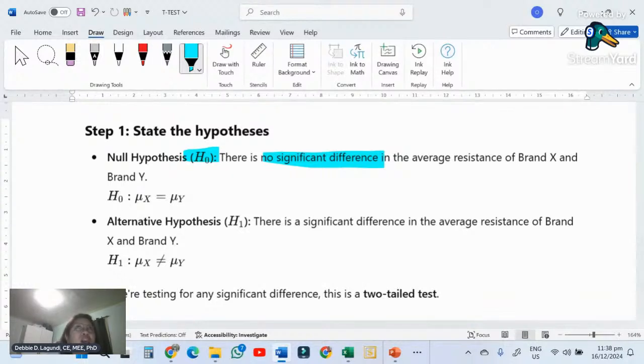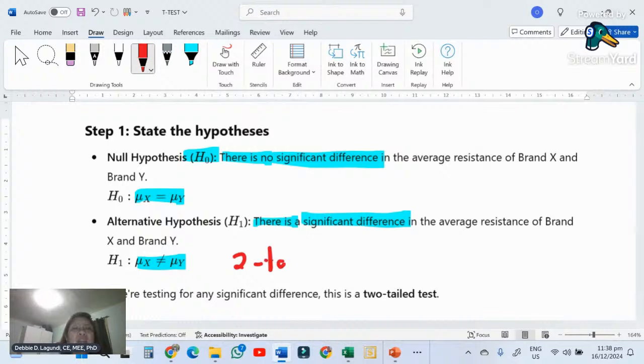Then for as long as that is the alternative, then it is acceptable. There is no significant difference in the average resistance of brand X and brand Y. Since we're using equals and not equal in here, then we will be using a two-tailed test.